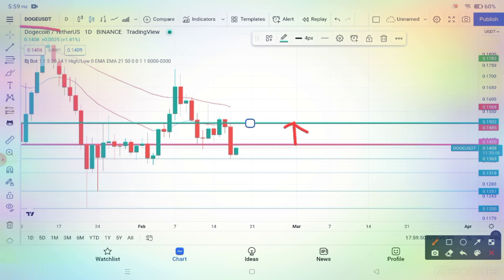DOGE USDT, the entry point is 0.1421. We can set the stop at the level of 0.1208, and the target price is 0.2008. My risk is about 1%, and the RRR value should be 1.3.